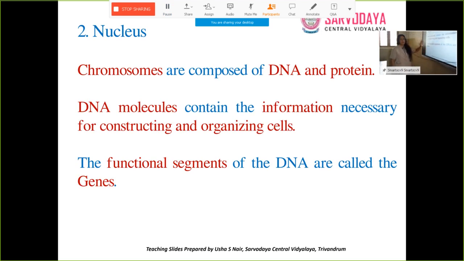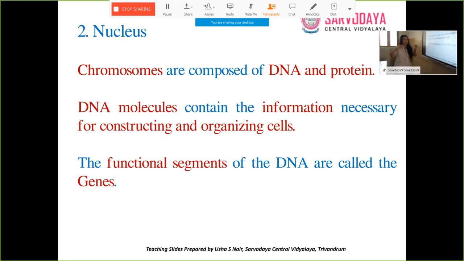Now we have mentioned DNA again: chromosomes are composed of DNA and protein. Now, what else does it contain? These molecules contain the information necessary for constructing and organizing cells. DNA plays a great role. It helps in the construction and organization of these cells. DNA is very important. The chromosomes are composed of DNA and protein, and the DNA molecules contain the information to construct and organize the cells.